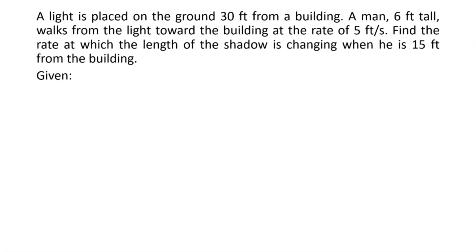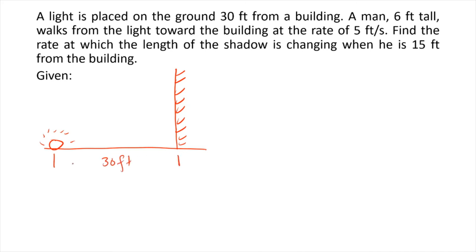So let's make a sketch. Let's say this is the ground, and then a light is placed. So let's say this is the light on the ground 30 feet from a building. So say this is the building. The distance from the light to the building is measured to be 30 feet. And then we have a person, 6 feet tall. Let's say this is the person. He is 6 feet tall, right? He is walking from the light toward the building, so walking in this direction.